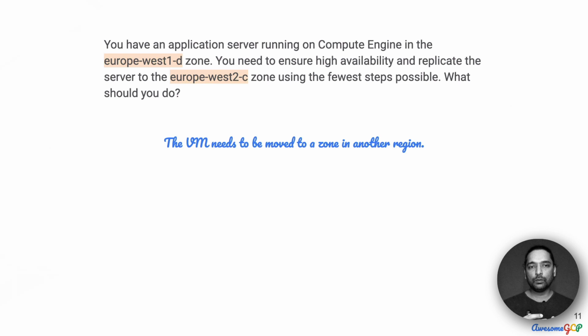So clearly now, since they are in Europe West 1 and Europe West 2, these are in two different regions. Of course, across regions, they're also across different zones, and there is no particular connection between the zone numbers. So a Europe West 1A and Europe West 2A have no connection at all. When I mean no connection at all, I don't mean a network connection. I don't mean they have any particular logical connection.